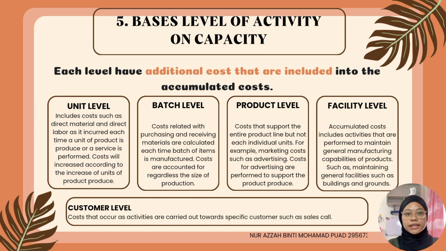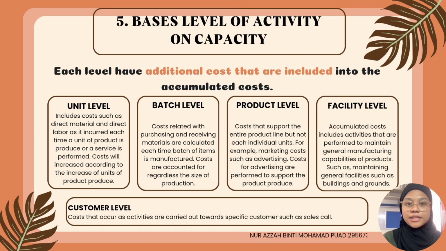While product level activities include costs that support the entire product line but not directly each individual item as it is performed to support the product produced. For example, the cost of product marketing such as advertising. Advertising is done after the product is produced as its purpose is to make the product known in the market to the consumer. Hence, this activity is done to support the product production as per the reason of activity which is included in the accumulated costs.